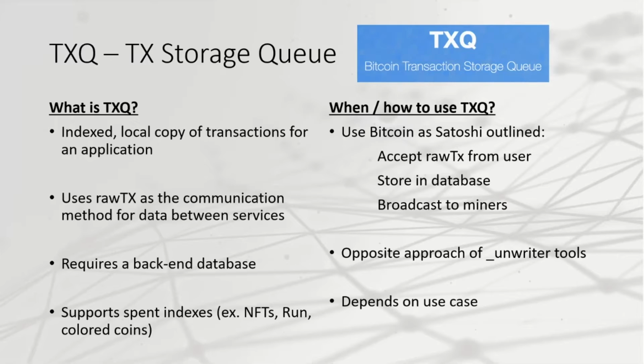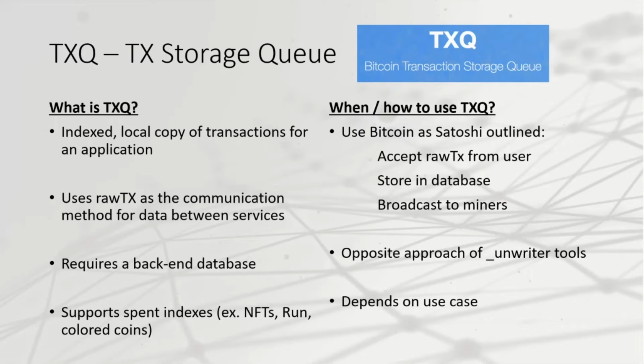With this, it does require a backend database, so that's kind of different from Bitbus and Bitsocket, whereas they don't necessarily require it. They could be used with it, whereas this one, you need it. And it supports spent indexes. So for NFTs, Run, which is coming soon, it is in alpha, so you can use it if you want to, and any type of colored coin.